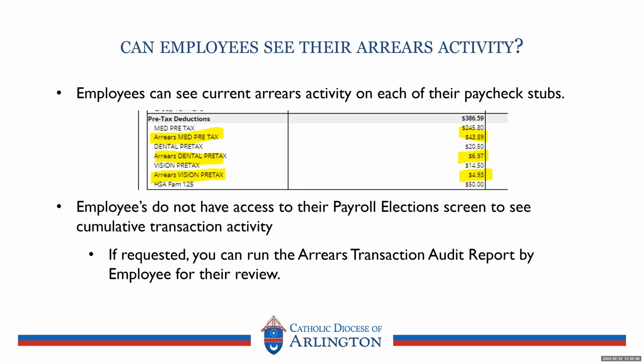Employees can see current arrears activity on their pay stubs. Employees do not have access to their payroll election screen, so they cannot see their cumulative transaction activity. If an employee requests to see all their activities, an arrears transaction audit report can be run by employee and provided to them.